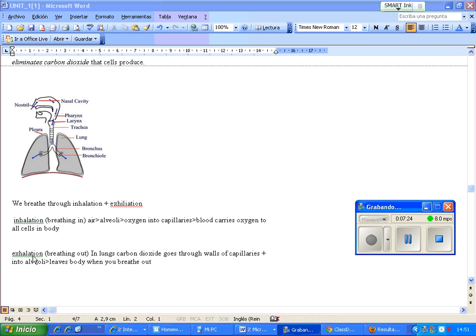Exhalation, breathing out. In the lungs, carbon dioxide goes through the walls of the capillaries and into the alveoli, and leaves the body when you breathe out.